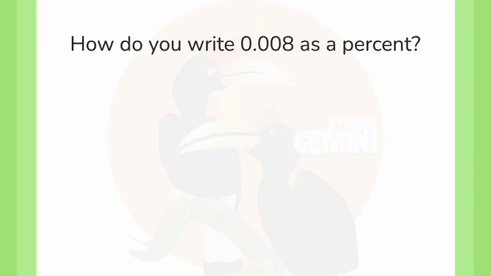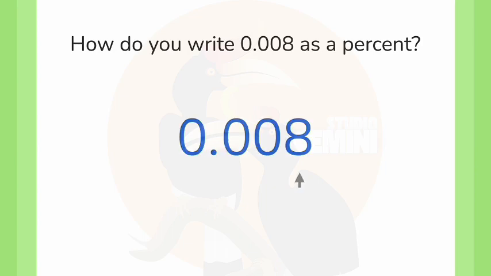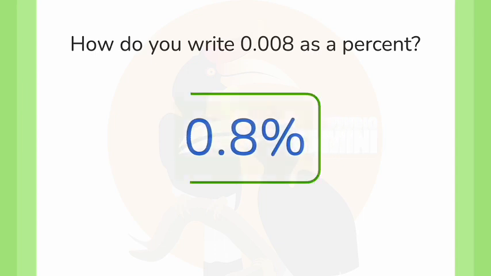How do you write 0.008 as a percent? In this decimal number, the 8 is in the thousandths place instead of the hundredths place or the tenths place. Remember, to convert any decimal to a percent, we can move the decimal 2 places to the right. Here's the decimal. Now let's move it. 1, 2. Now add a percent sign to the end of the number and remove the unnecessary zeros. Awesome! The decimal 8 thousandths is the same as 0.8%. That amount is less than 1%.